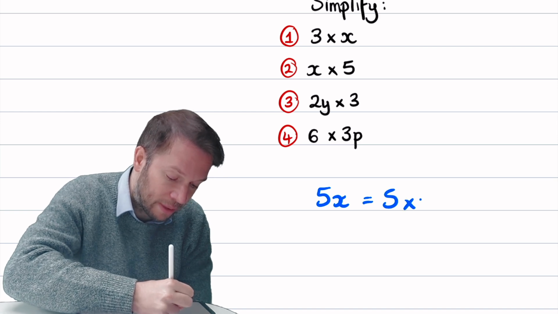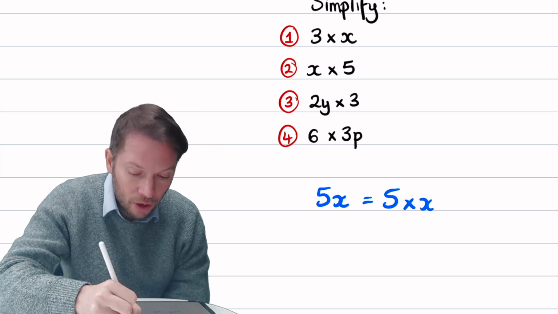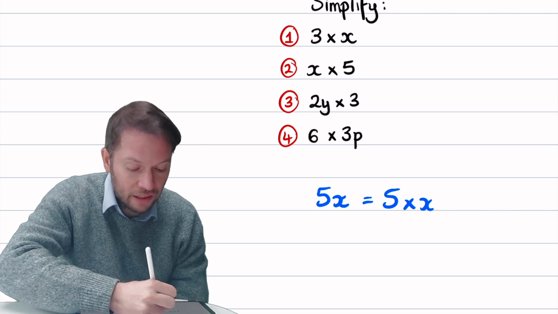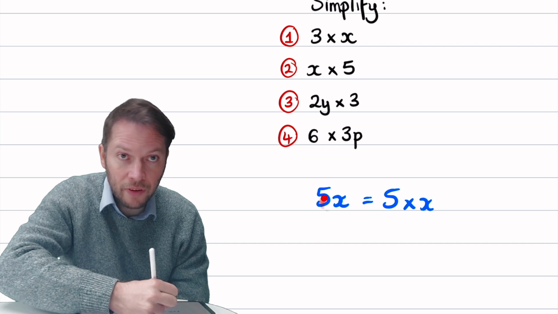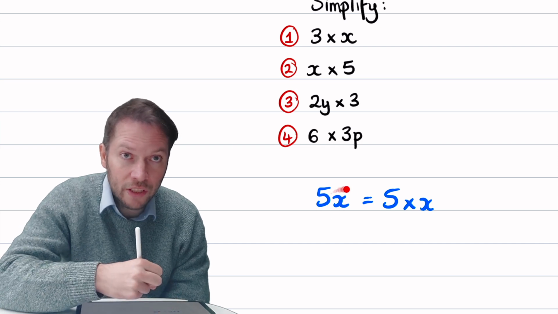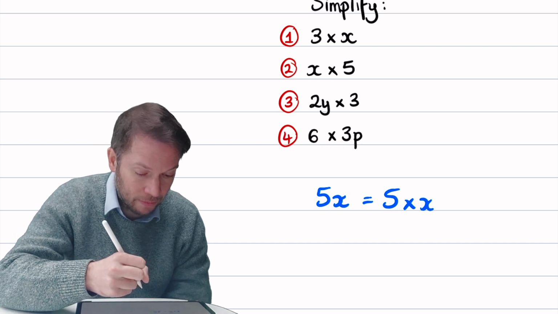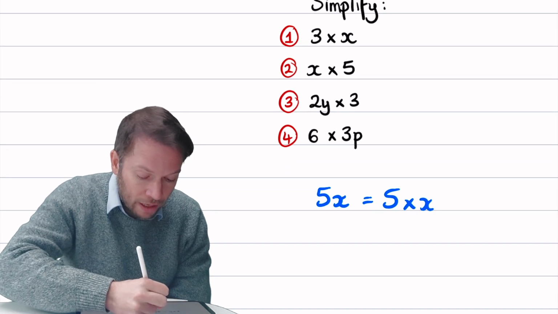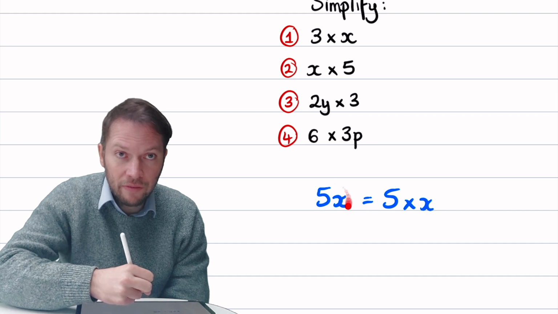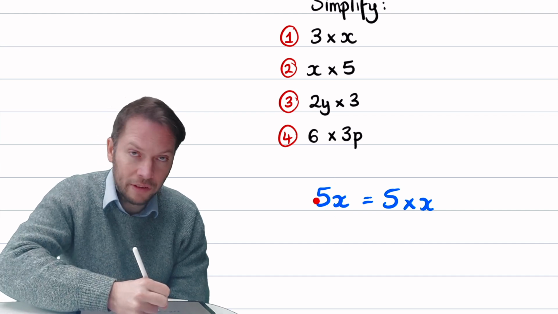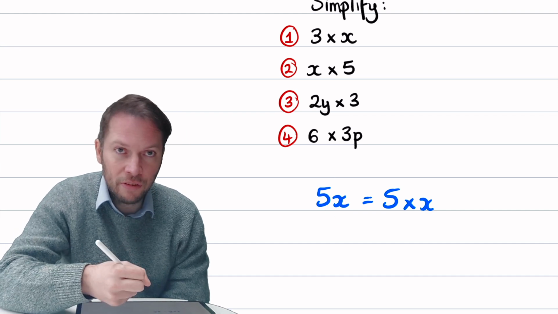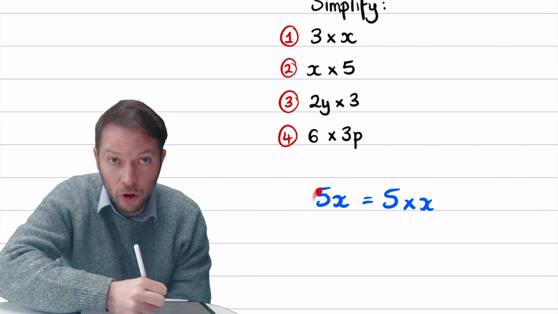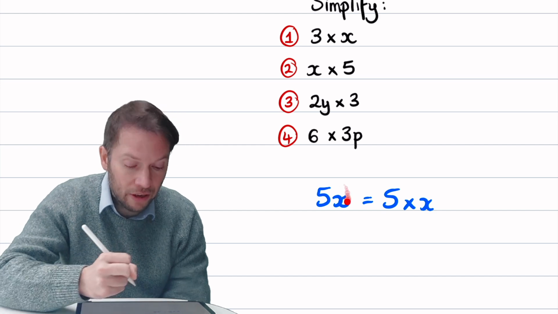5 times x just means 5 lots of x. So we wouldn't write this in algebra. If we had that, we would simplify it to this, because we prefer not to have the times symbols in our expressions. So also note, by the way, that we would write 5x rather than x5, because it makes more sense to say 5 lots of x than it does to say x lots of 5. So we always have the number first, the constant first, before any variables.